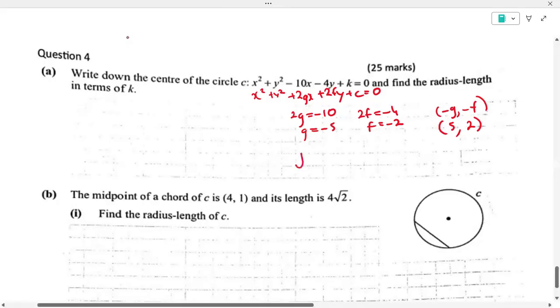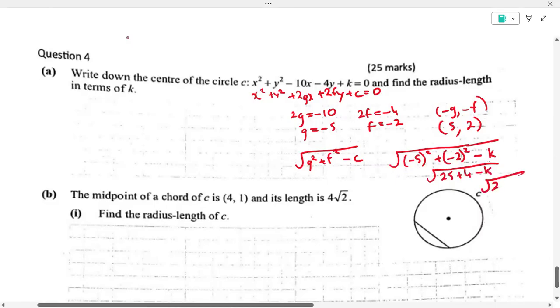Our radius is the square root of g squared plus f squared minus c. So if our g is minus 5, we're going to square that. Our f is minus 2, we're going to square that. Minus c in this case is k. So we end up with 25 plus 4 minus k. So we end up with the root of 29 minus k to represent our radius.